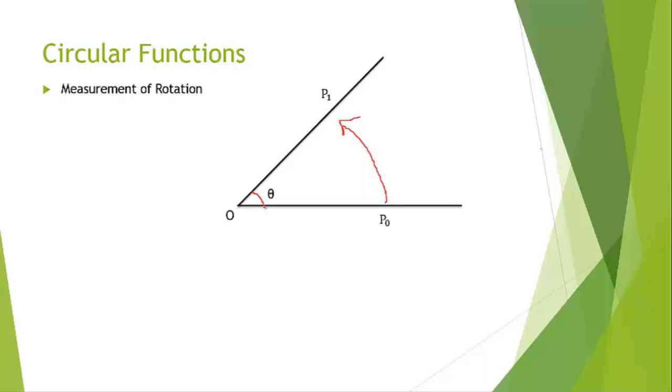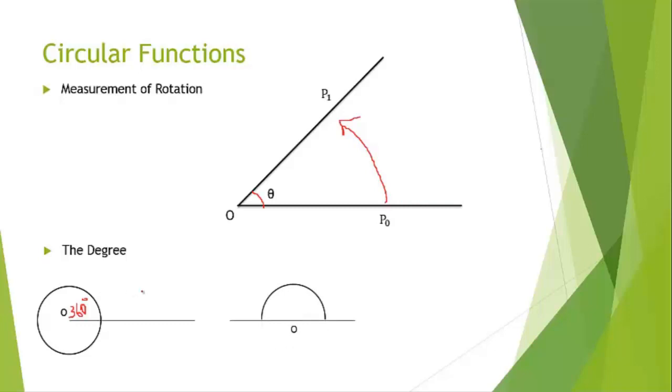The first one is the degree. The ancient Babylonian mathematicians, because they thought that the solar year was 360 days long, divided one complete revolution into 360 equal parts, each part now being known as 1 degree. Using the degree as the unit of rotation, half a revolution corresponds to 180 degrees and a quarter of a revolution, that is a right angle, corresponds to 90 degrees.